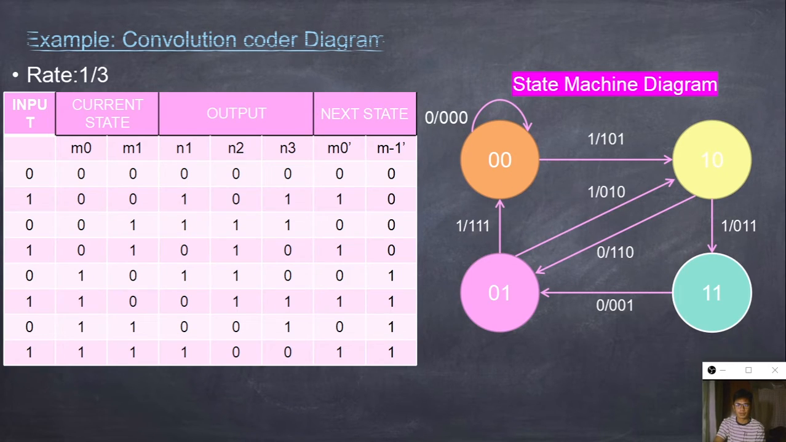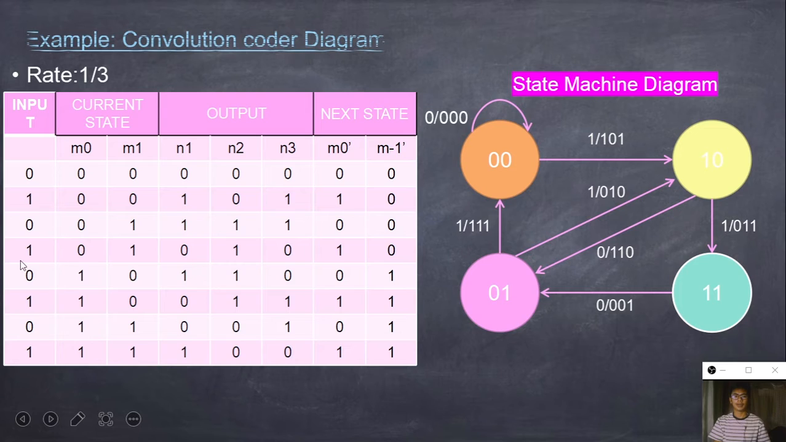Next, if the input is 1 and the current state is 0, 0, it transfers to the next state 1, 0, which is shown in this arrow. So it transfers to 1, 0 with an input of 1 and an output of 1, 0, 1.